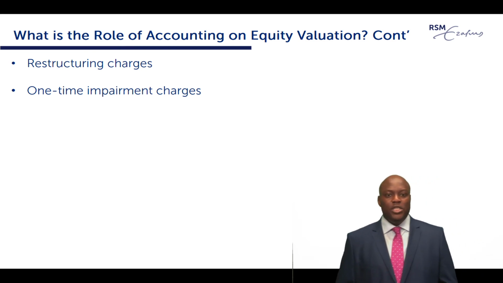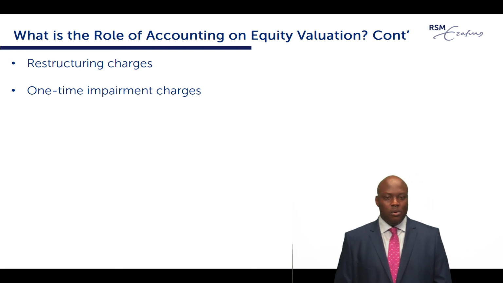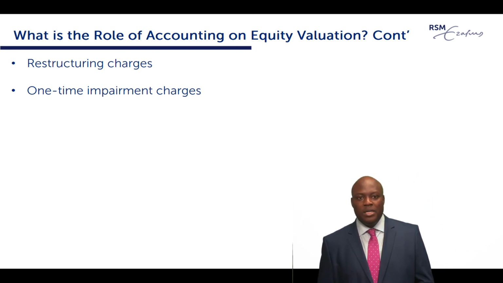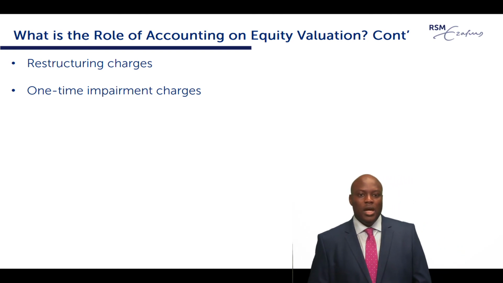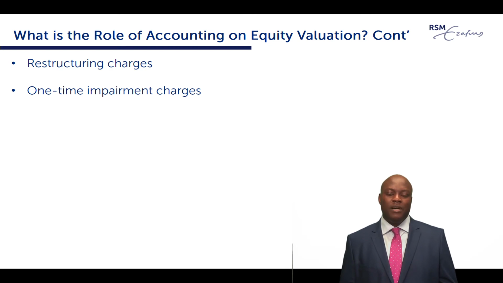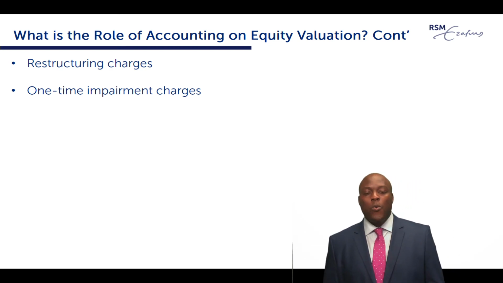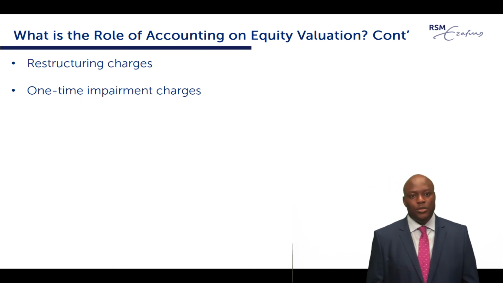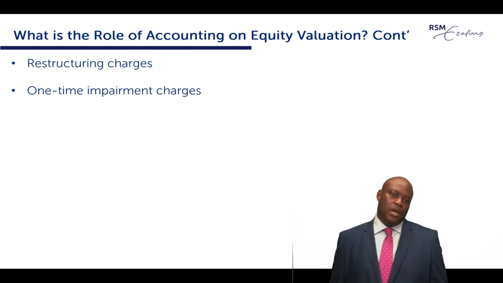One-time impairment charges. By now you are aware of the word impairment. What is an impairment? An impairment is basically that the value of an asset in use has diminished. To put it plainly, the market value of an asset when compared to its value in use are no longer the same, and that results in an impairment charge.